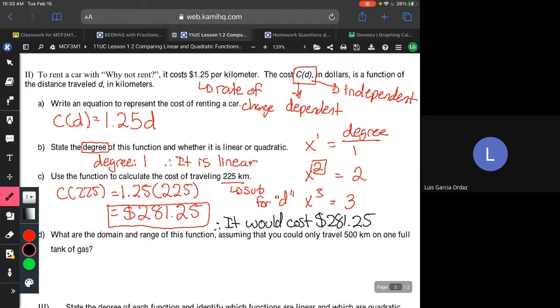I didn't put the C at the beginning of the equation. I just did the 1.25 times. That's fine. I think tomorrow I'm going to teach you guys when to use that and when to not use that.